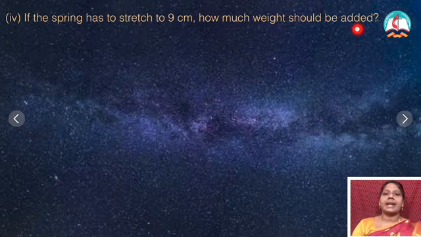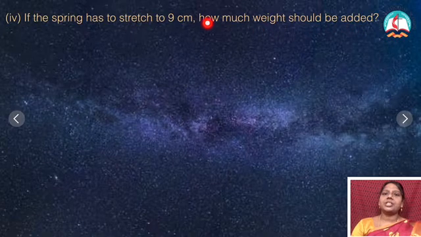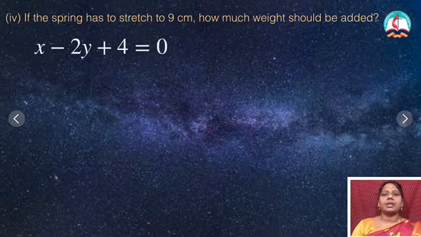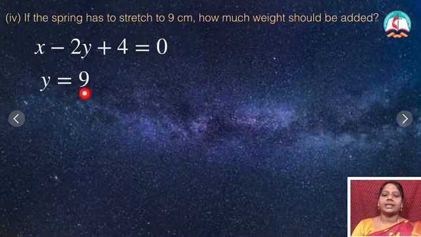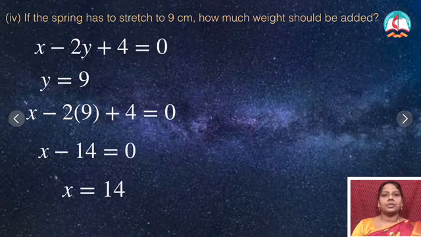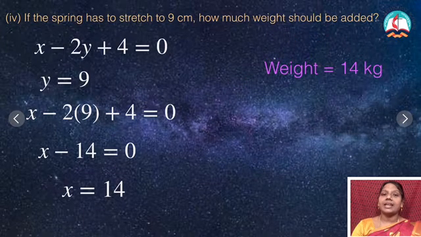Okay, now the next one is, if a spring has to stretch to 9 centimeter, how much weight should be added? We are stretching the length by 9 centimeter. So it is pulled down by 9 centimeter. What could be the weight? So now I am going to substitute. We had already taken x equal to the weight and y equal to the length. So I am taking y equal to 9. If I am taking y equal to 9 in the given equation, I will get x minus 14 equal to 0. So x is equal to 14. So what is the weight? If we are hanging 14 kg of weight, then the length will be pulled down by 9 centimeter.